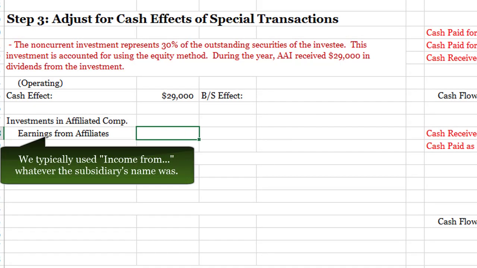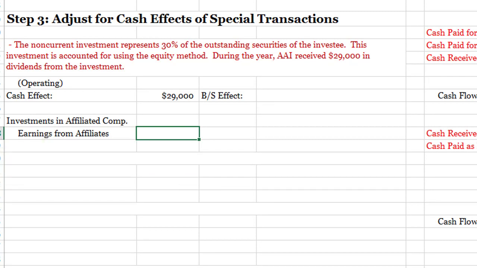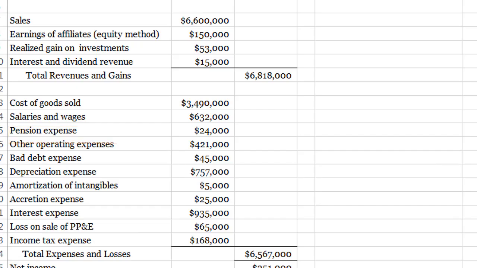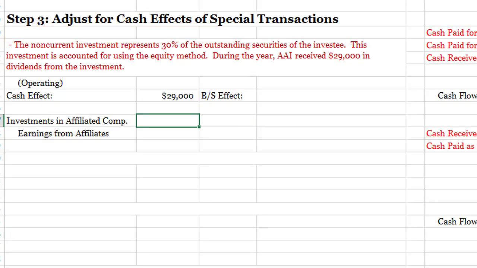At least that's what this company calls it. I know what the journal entry is going to look like. Now I need numbers. And I can find the numbers in the income statement because this earnings from affiliates is an income account. So if I go to my income statement, there's my earnings from affiliates, equity method, 150,000. So that's what goes into this balance sheet account. And we'll make this equal to that number.